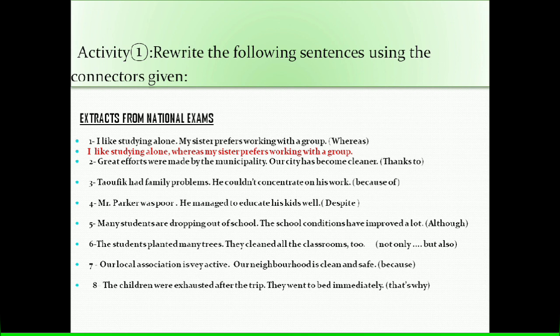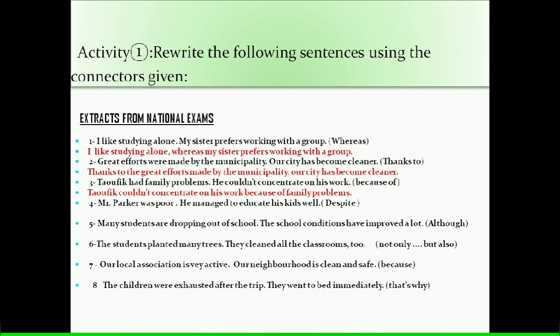Second one, great efforts were made by the municipality. Our city has become cleaner, thanks to. Yes. Thanks to the great efforts made by the municipality, our city has become cleaner. Tawfiq had family problems. He could not concentrate on his work because of. Because of is always followed by ing or noun. Or you can also use your joker, the fact that. Okay, let's see. Tawfiq couldn't concentrate on his work because of family problems.